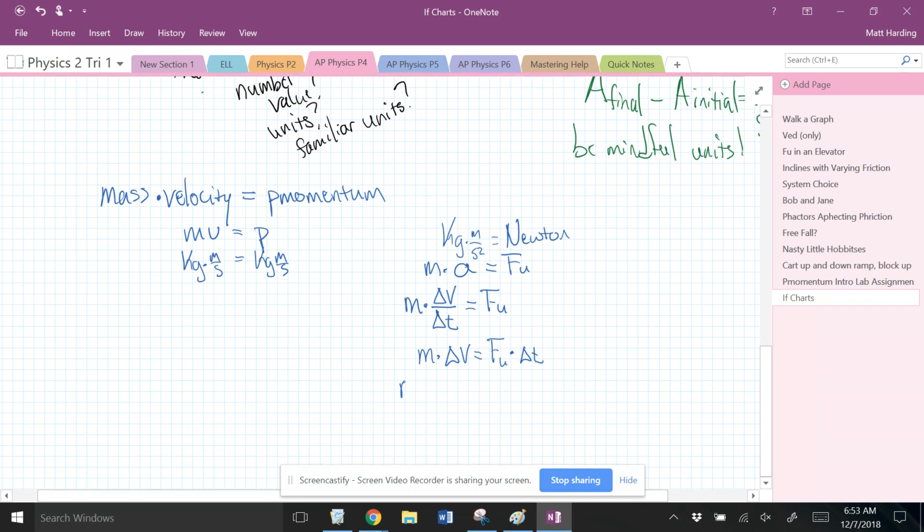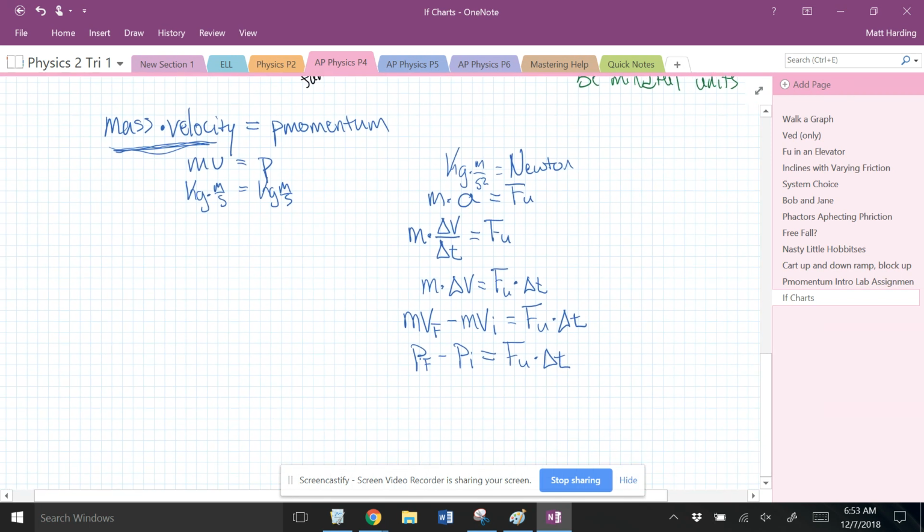If I expand this, it's m v_f minus m v_i equals F_unbalanced delta t. And we just said over here, mass times velocity equals momentum. So this is the final momentum for an object minus the initial momentum for the object is equal to unbalanced force times time, okay? So if an object experiences a force for a period of time, its momentum is going to change.